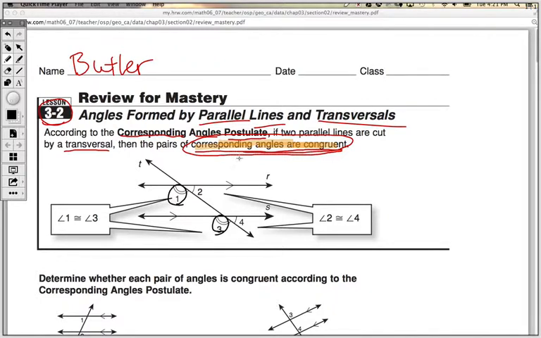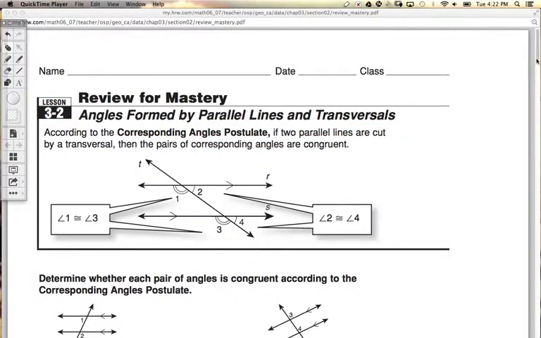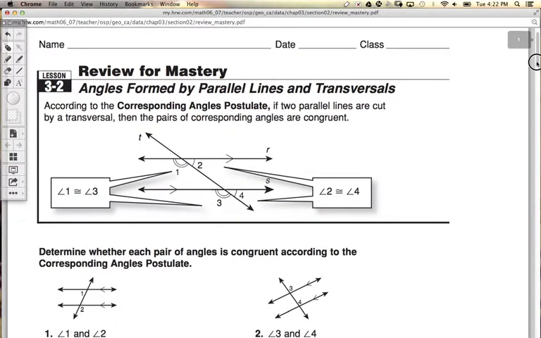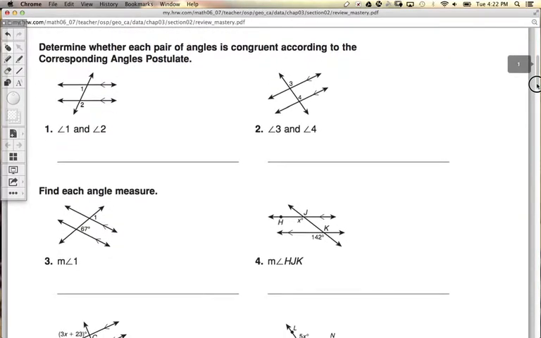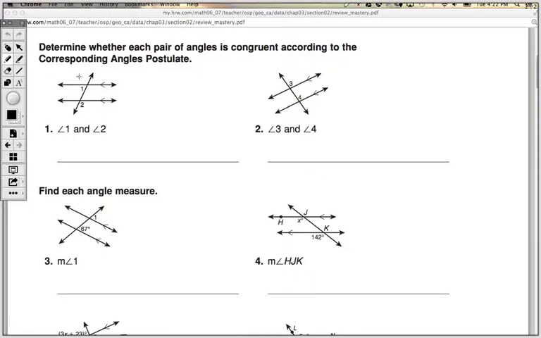Okay, so we just have to determine here for a second, are they congruent? Are they not? Let's do that. All right, so I'm going to scroll down just a little bit. It says determine whether each pair of angles is congruent according to the corresponding angles postulate. So 1 and 2. Now this is where it does help if you cover them up and look at them separately. So I'm going to do that real quick.